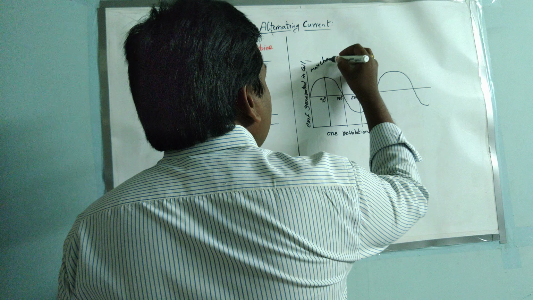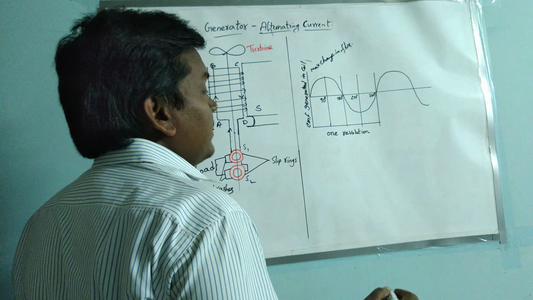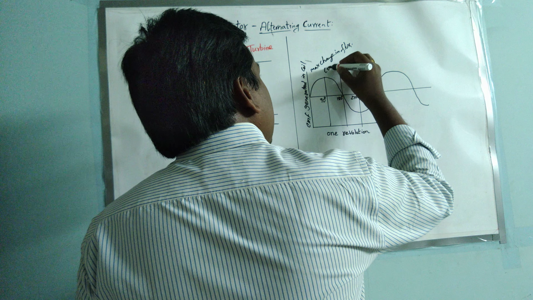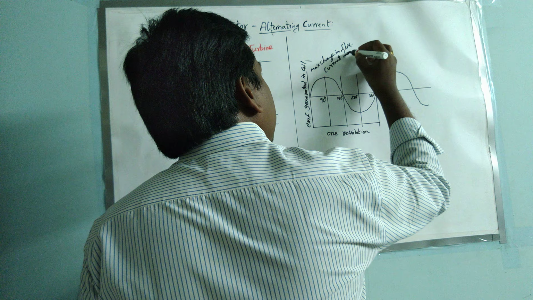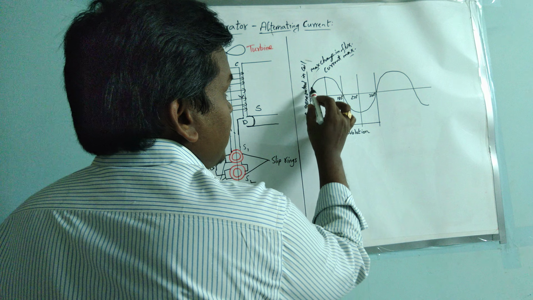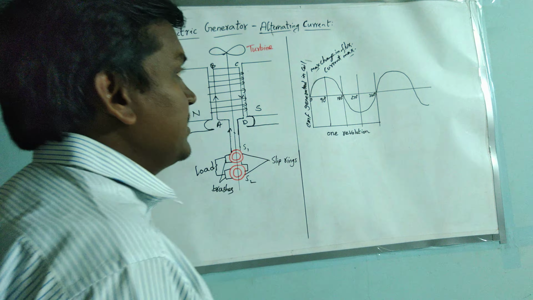Maximum change in flux. Due to that maximum change in flux, the current will be maximum. So first it will start at 0, vertical here, and here it is horizontal. So at horizontal, the current is maximum. That means at 90 degrees, the current will be maximum.